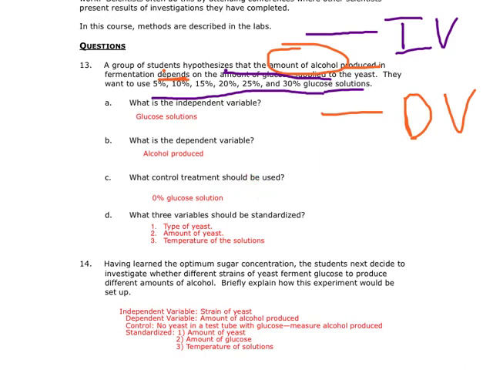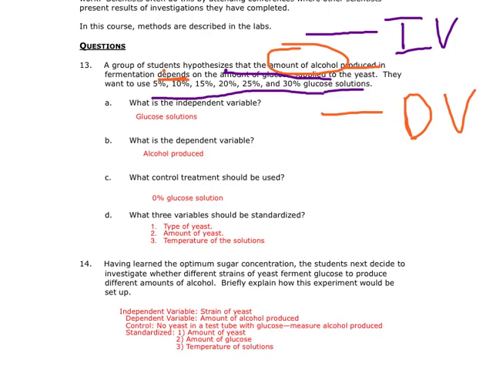We're having a control treatment that allows us to compare. What three variables should be standardized? Remember, standardized variables are the ones that, in fact, have to be kept the same in all of the treatment levels. The treatment levels are the 5%, 10%, 15, 20, 25, and 30% glucose solutions. So if that's what I'm changing, these are the things that must be kept the same.